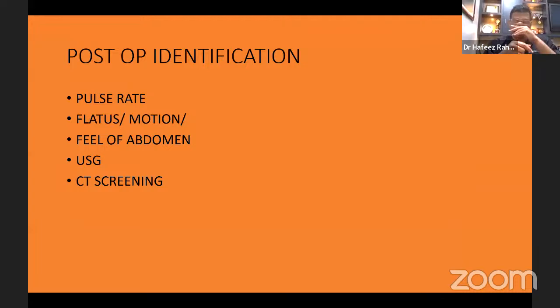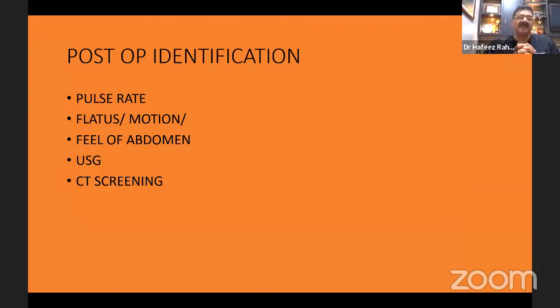So if post-operatively we find fluid in the peritoneal area, especially if the liver is covered with fluid spaces, then definitely we suspect a bowel injury. CT scan screening is one of the most important things. Putting the dye through the rectum as well as the oral dye and screening the patient will help in understanding exactly where the bowel injury is.